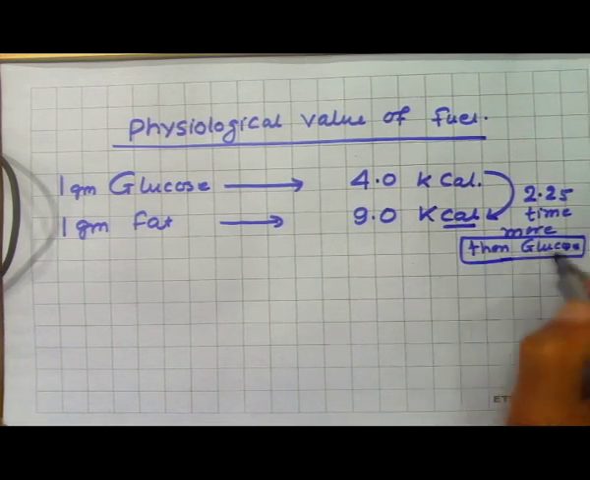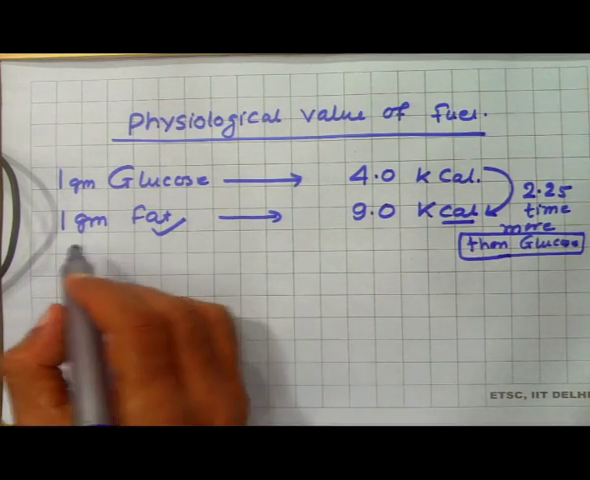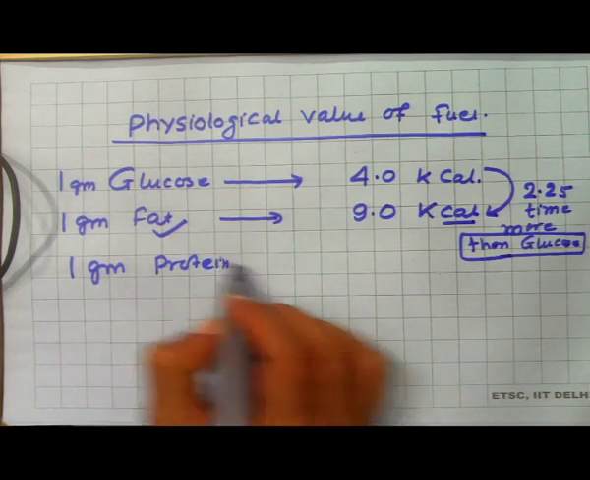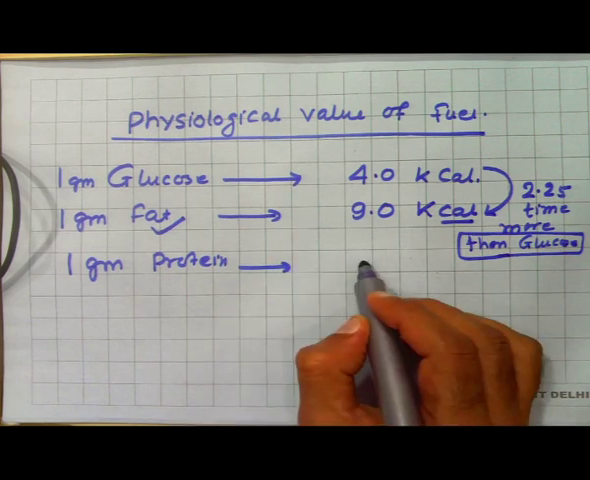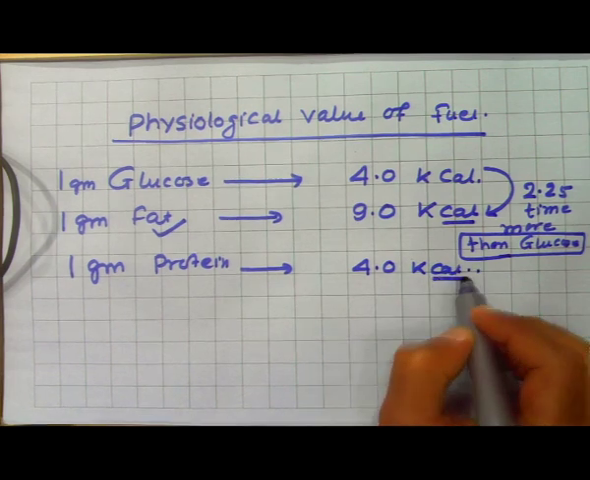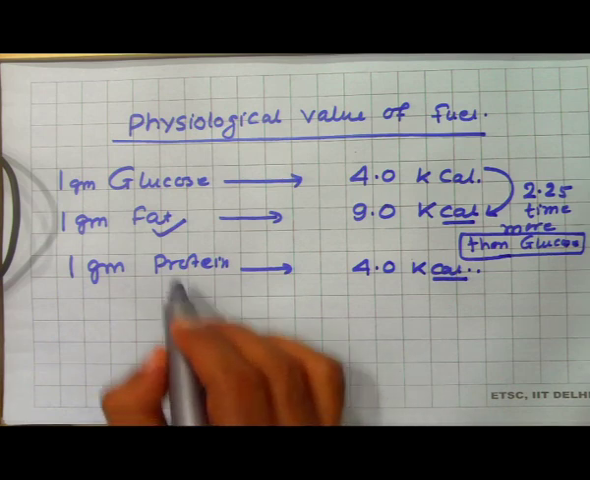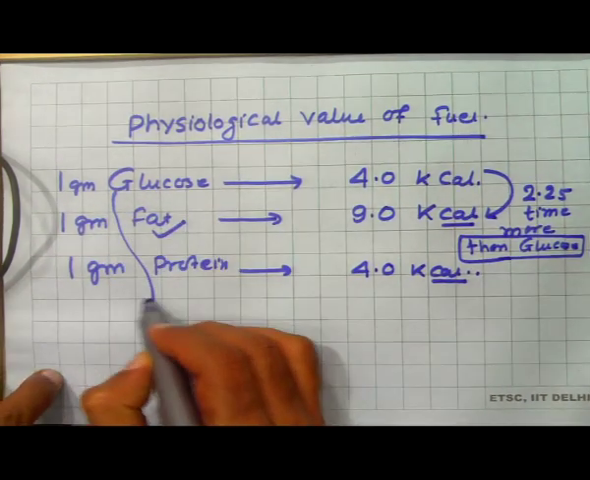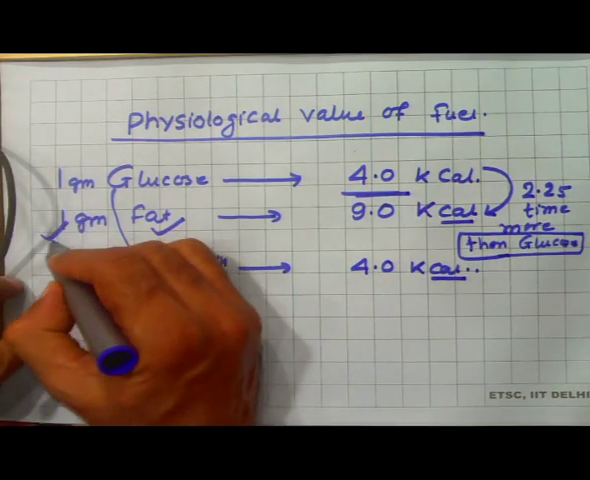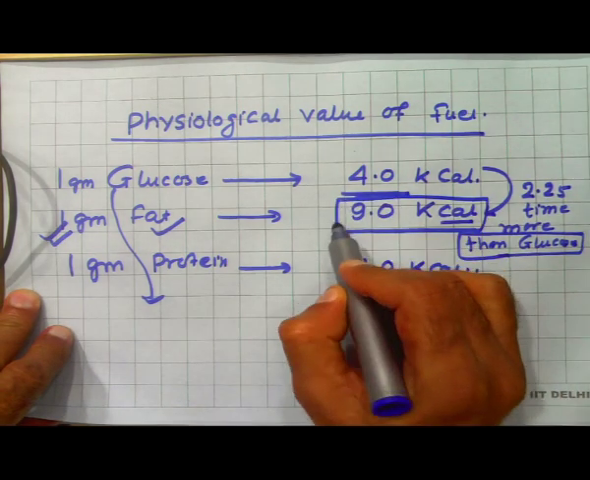But fat is not stored everywhere; in case of the camel, it is stored in the hump. 1 gram of protein or amino acids, when oxidized, also gives 4.0 kilocalorie energy. Mainly the respiratory fuel is glucose, which gives 4.0 kilocalorie energy, but the most kilocalories are given by fat.